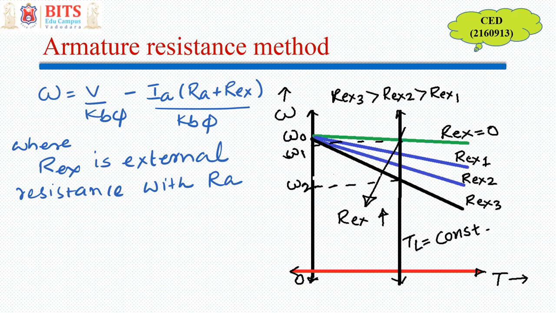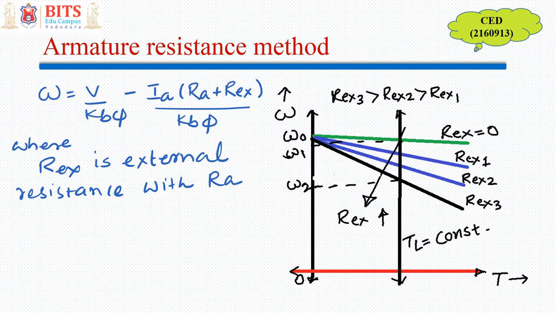Now you can see the black line with the load torque equal to constant shows that initially with no external resistance, the motor was operating with this load at speed omega 1. And now with Rex3, it is operating at omega 2. And there is a large difference in the speed omega 1 and omega 2. So this is the method which is giving you wide variation in speed, right? So if I use this method for constant load torque, I'm going to get a very huge variation.